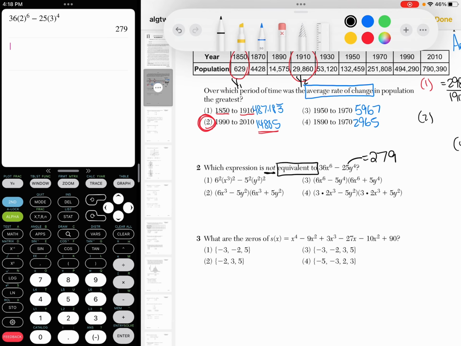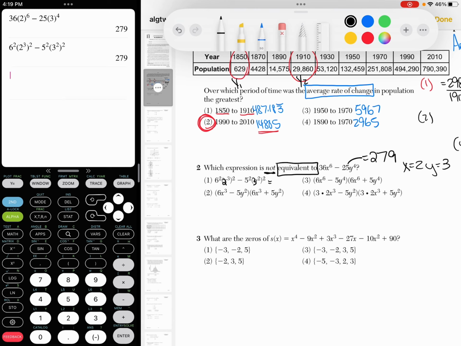So let's try it for choice 1. I'm going to type in 6 squared times, instead of x, I'm going to type in a 2. Remember, because I forgot I erased that, sorry. X is 2 and I'm using y is 3. So all I'm doing is putting a 2 here instead, but it's still to the 3rd. I'm going to close my parentheses and raise that to the 2nd, and then I keep typing. Minus 5 squared times, I'm going to use a 3 for y squared, parentheses, raised to the 2nd.